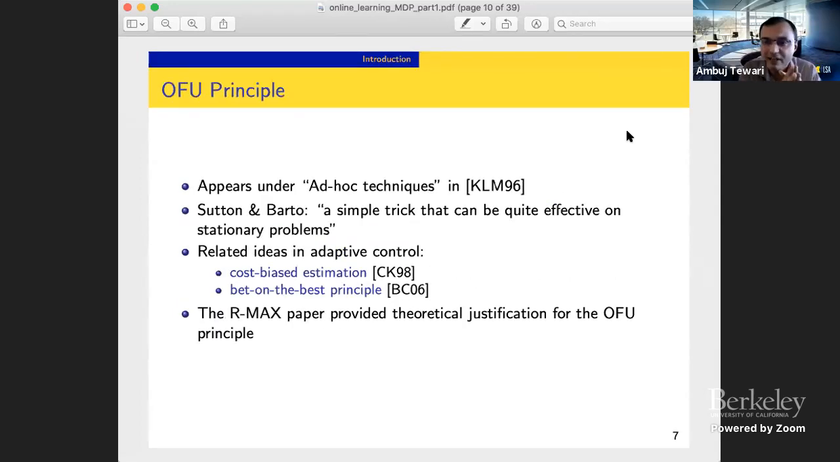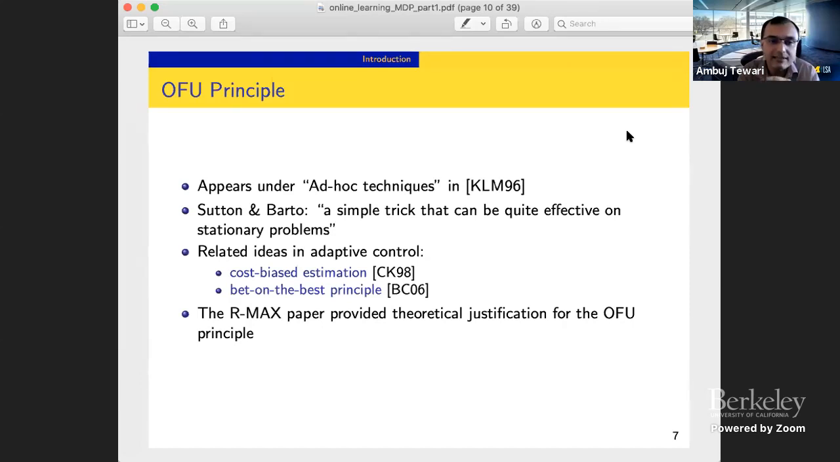Okay, so just one slide on the general OFU principle. If you were not in the tutorial yesterday, then I want to make sure that everyone at least has some idea of what we mean by this OFU principle. As I already said, it's this idea that if you have some uncertainty about the true nature of the world, then behave as if it's the best of all worlds that are somehow consistent with your experience so far. So that's the high level intuition behind the technique.